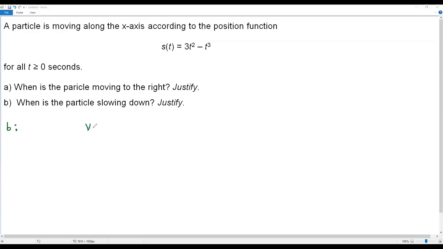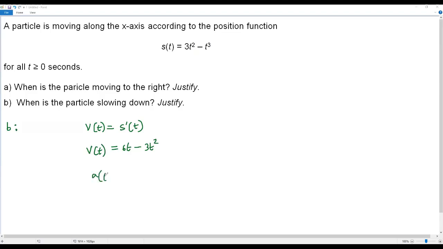Okay, now let's quickly find the velocity of the given particle. That is the derivative of the position function, s prime of t. We have already done this in answering part A. So now we take the derivative of this position function. The derivative of 3t squared is 6t, and the derivative of t cubed is 3t squared. So this is actually the velocity.